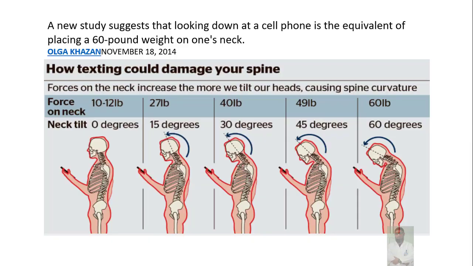A new study suggests that looking down at a cell phone is the equivalent of placing a 60-pound weight on one's neck. This image is very interesting, and the study also is very interesting. Forces on the neck increase the more we tilt our head, causing spine curvature. You can see here, when we are in the neutral position, the force on our neck is 10 to 12 pounds.